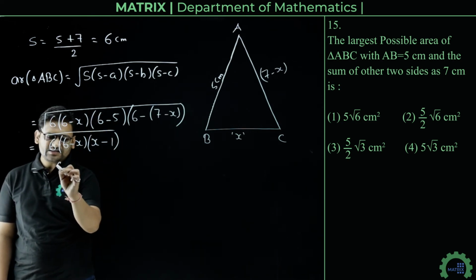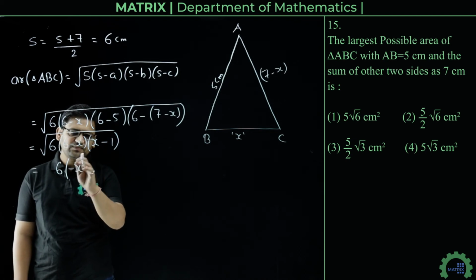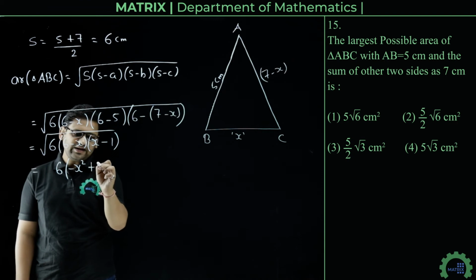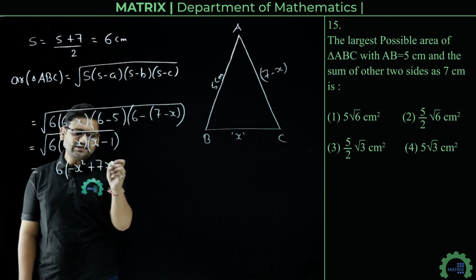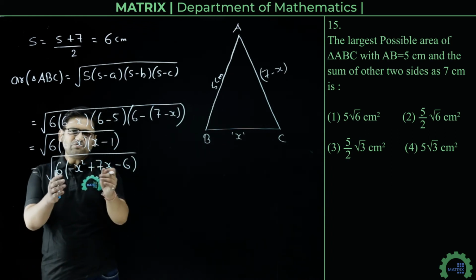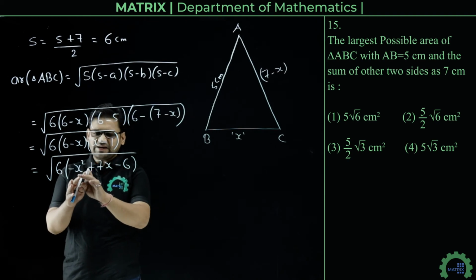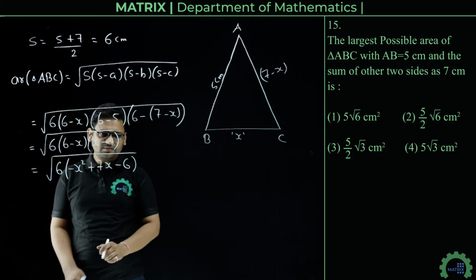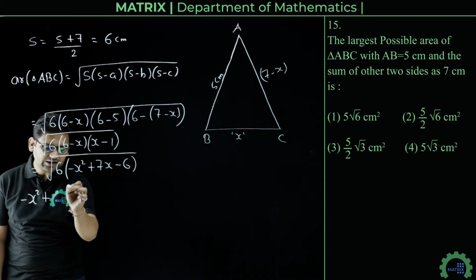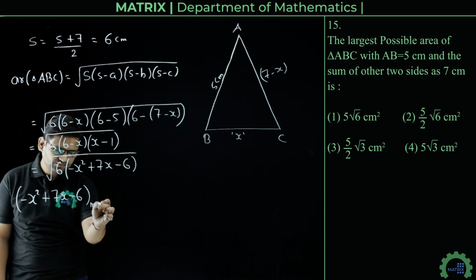Again we can write this as 6 into minus x square plus 6x plus x, that is plus 7x minus 6 whole square root. Now we have to find the maximum area of this triangle. To find the maximum area, the value of minus x square plus 7x minus 6 should be maximum.